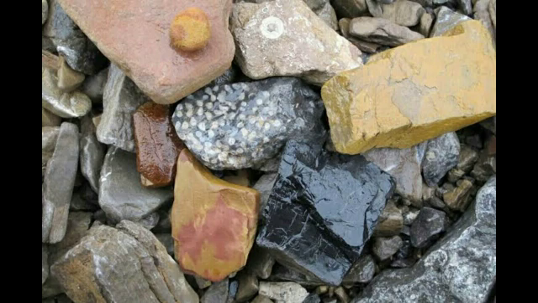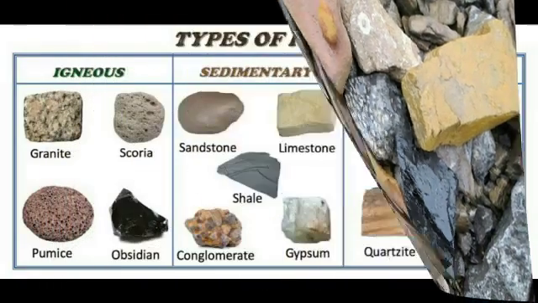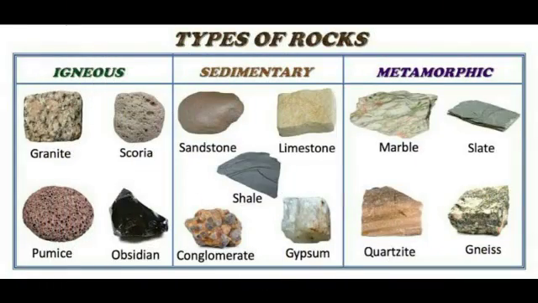Okay, children, now let's discuss the types of rocks. Different types of rocks are formed in different ways. They have different characteristics with regard to their composition, as I told you before, and the color, size and texture. On the basis of their mode of formation, there are three major types of rocks: igneous rocks, sedimentary rocks and metamorphic rocks. What are the three types of rocks? Igneous rock, sedimentary rock and metamorphic rock.